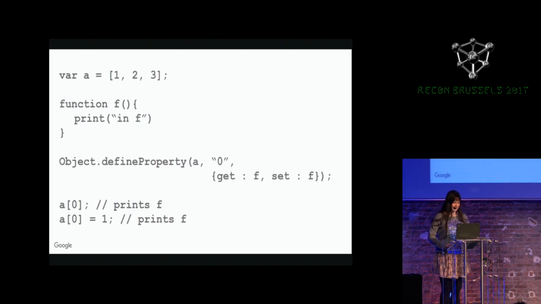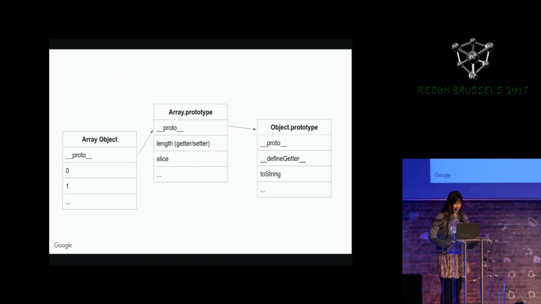Here's how it works. You have your array, and then you call object.defineProperty, and you add a getter and a setter to this array, and then if you change it, it will call this getter and setter. And what's even kind of weird is quite often if you use internal properties of an array, like let's say you call array.push on that, it will still trigger this accessor, and that can do all sorts of things that the developer wasn't expecting.